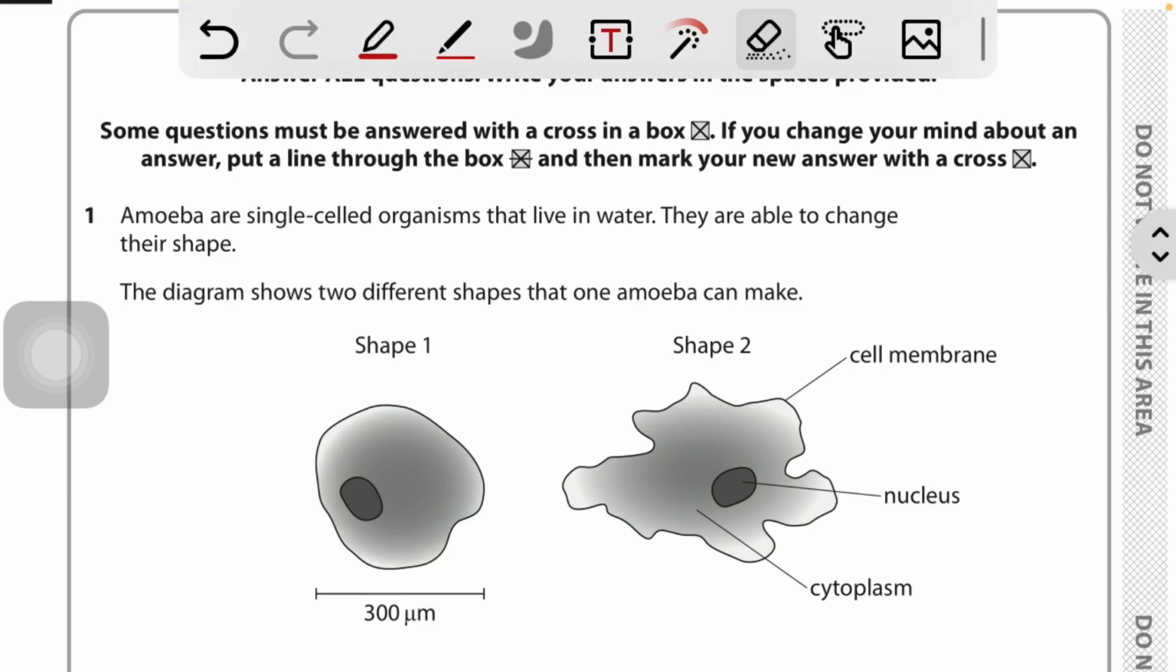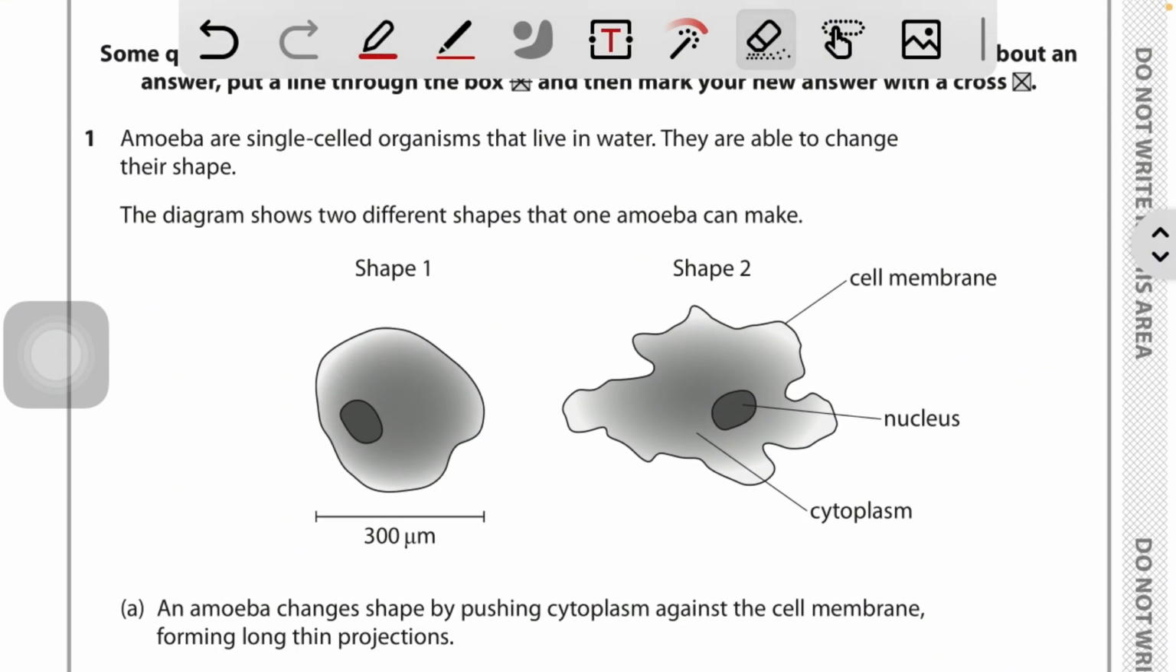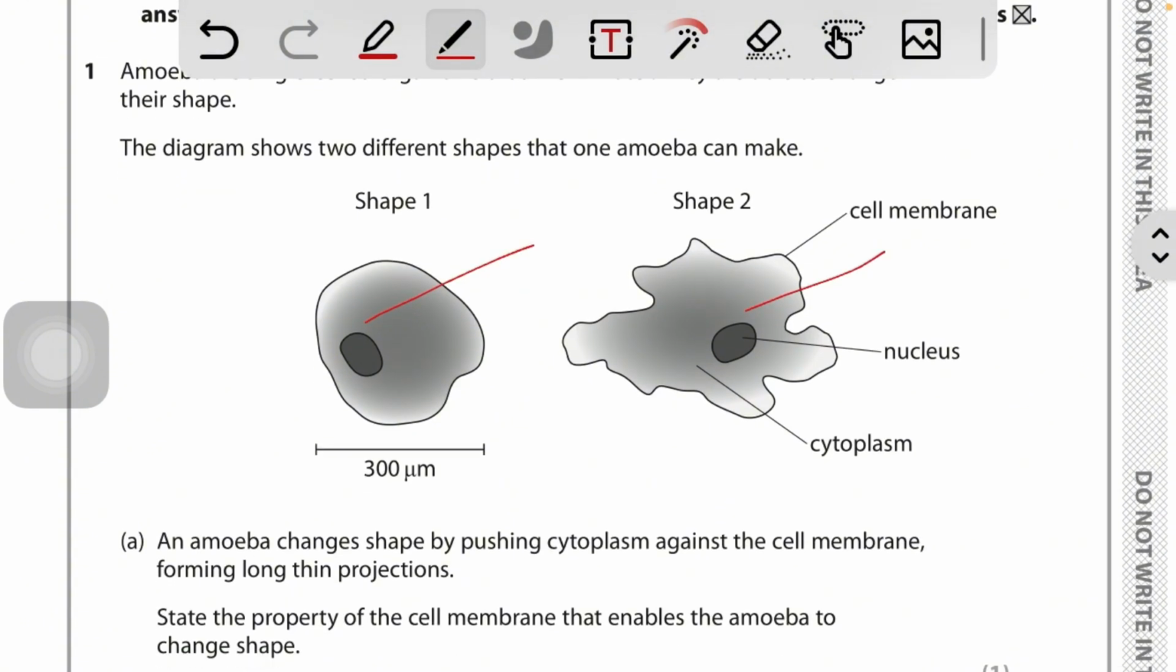Question 1. Amoeba are single-celled organisms that live in water. They are able to change their shape. The diagram shows two different shapes that one amoeba can make. Shape 1, which is this, and shape 2. Okay, cell membrane, nucleus, cytoplasm, like every cell. So let's go with the questions.